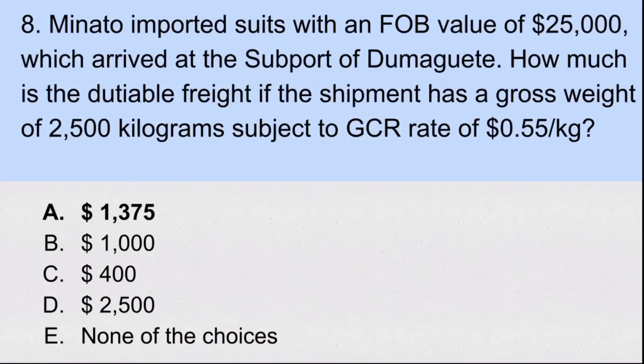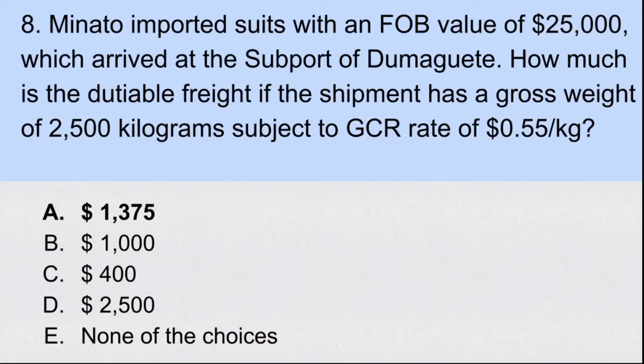Next problem, Minato imported suits with an FOB value of $25,000 which arrive at the subport of Dumaguete. How much is the Dutiable freight if the shipment has a gross weight of 2,500 kilograms subject to GCR rate of $0.55 per kilogram? Letter A, $1,375, B, $1,000, C, $400, D, $2,500, or E, none of the choices. So our answer here is letter A, $1,375.